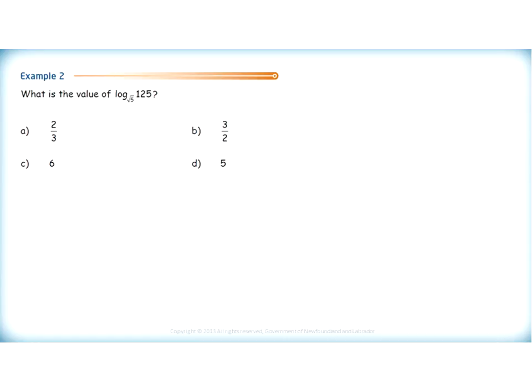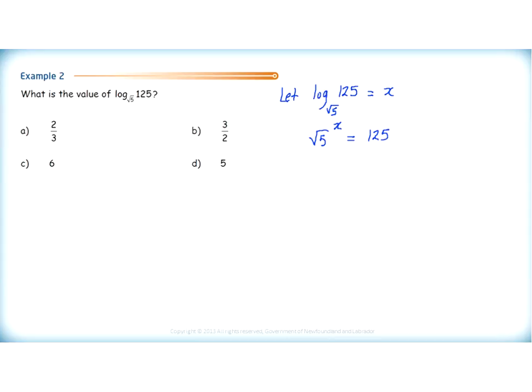In example 2, what is the value of the log of 125 to base root 5? Now this one is a little bit different. We cannot raise 125 to a power of root 5. Not easily anyway. So here's how we would approach this type of question. What you would do here is let the log of 125 to base root 5 equal x. And now you could convert it to exponential form. So you would say the root of 5 raised to the power of x is equal to 125.